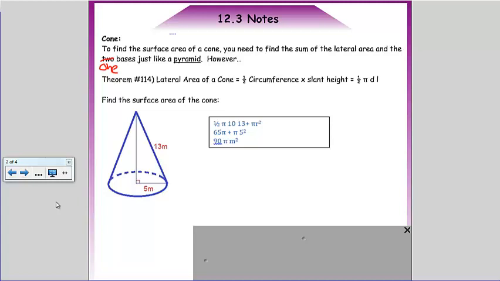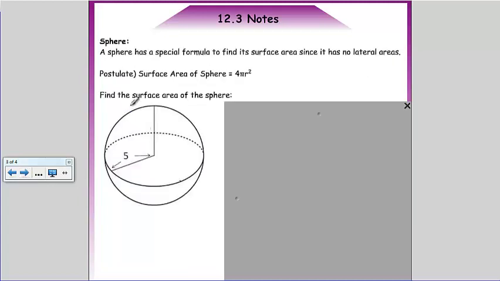Our third shape, which is a rather hard derivation for the formula, is the sphere. So we're actually not going to go through where the formula comes from, but it is 4 pi r squared. Once you have the formula, it's very easy to use.